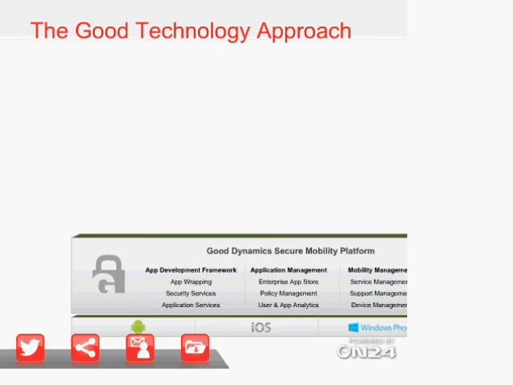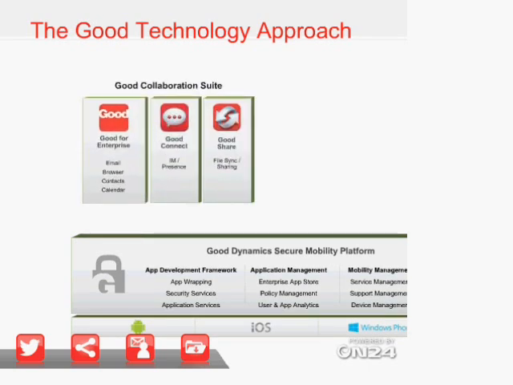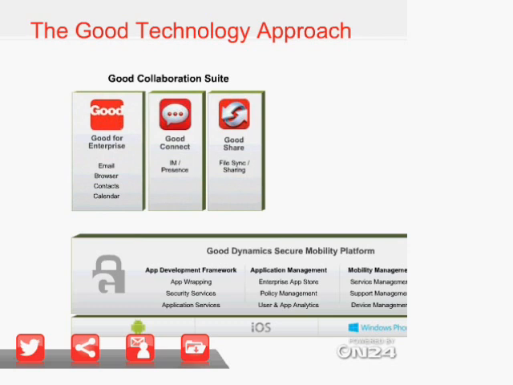So we start off with our platform, and on top of the platform we have our Good Collaboration Suite. These are the collaboration apps that provide all the core services that employees need to collaborate. Of course, you have email, calendar, contacts, secure web browsing, MDM, as well as secure instant messaging and access to documents, access to your SharePoint servers, your network-attached storage, being able to sync files so that when I pick up my tablet, it's got the same files as I have on my smartphone.